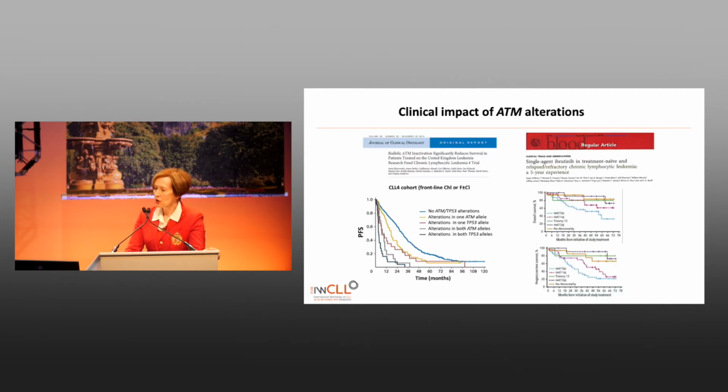So for those patients that have inactivation of both ATM genes, both alleles, it is clear that the response and maintenance of response to DNA damaging agents is altered. And we demonstrated this in 2012 in the context of the CLL4 trial that you heard about this morning. If patients had inactivation of both alleles, they do as badly in terms of progression-free survival as patients that have alterations of both p53 genes.